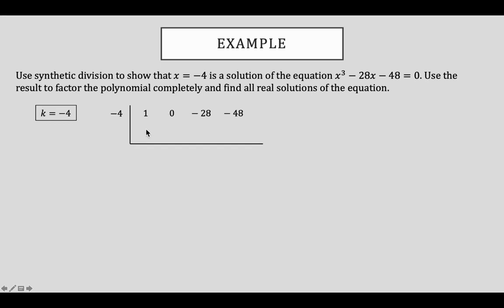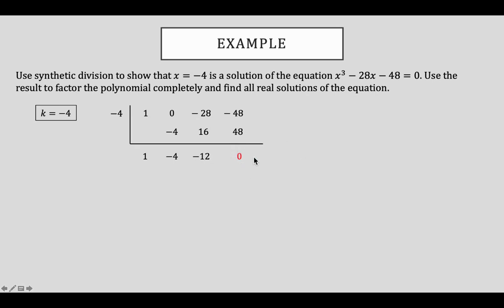In synthetic division, we add vertically. We bring down the 1. Multiply by k to go to the next diagonal position. That would be negative 4. Adding vertically, we get negative 4. Negative 4 times negative 4 gives me 16. Adding vertically, we end up with negative 12. Negative 12 times negative 4 gives me a positive 48. And negative 48 plus 48 is going to give us 0 for our remainder.